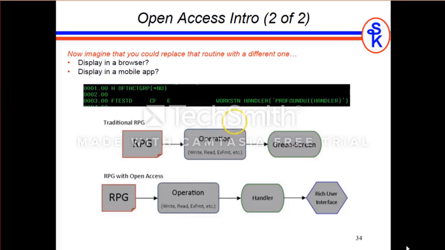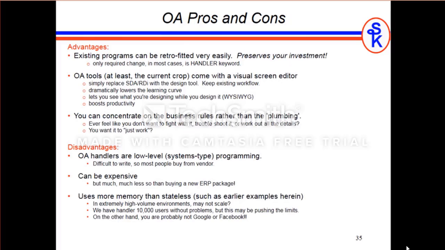And so the basic idea is, instead of RPG doing an operation code that goes right to the green screen, RPG does an operation code that calls this handler, and then this handler can go out to whatever you want. And in our case, it would be a web application, because that's what we're talking about. Obviously, this handler can do anything. It doesn't have to be screens at all, but in this case, that's what we're talking about. We're talking about web, so it would be a web application.